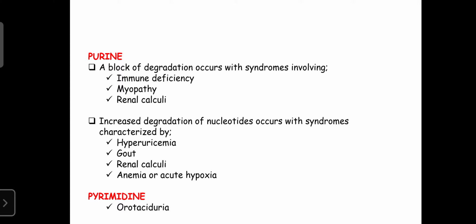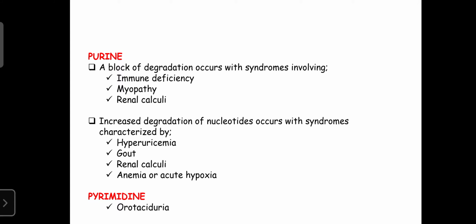The main disease is immune deficiency, a severe deficiency of immunity due to lack of purine degradation, because it inhibits the formation of immune cells like T lymphocytes and B lymphocytes. Due to lack of purine degradation, our immune cells cannot multiply, so the person suffers from severe immune deficiency.